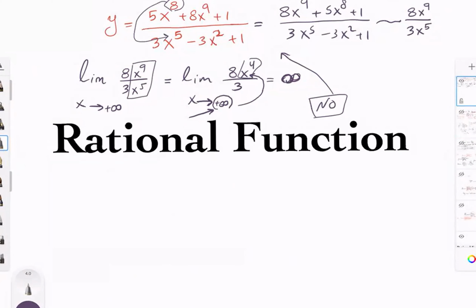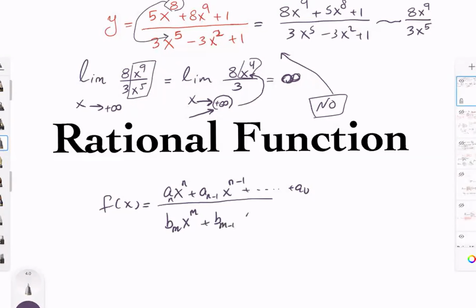So we can make a formula here for f of x equal to a n x to power n plus a n minus 1 x to power n minus 1, and so on, over b m x to power m plus b m minus 1 x to power m minus 1, and so on.